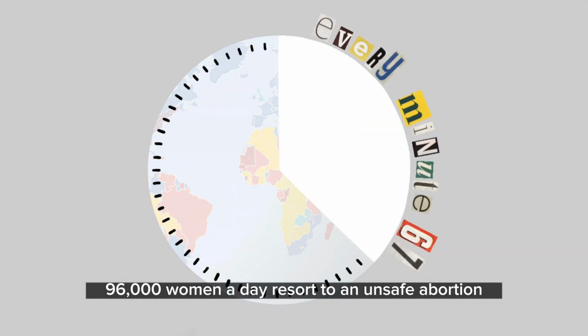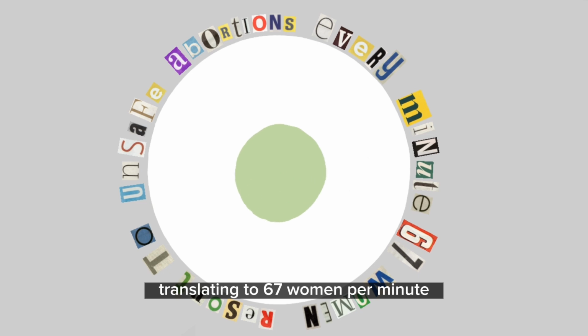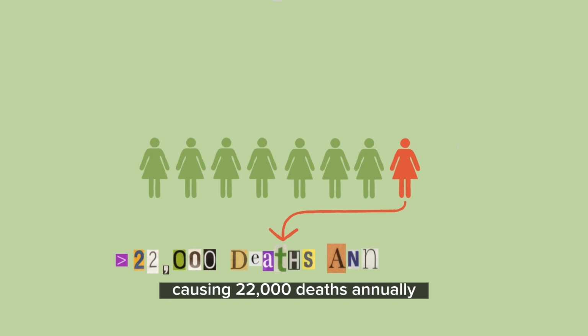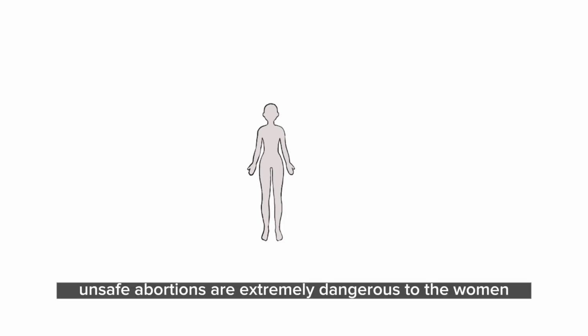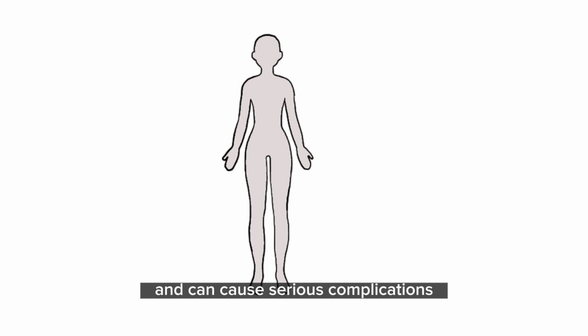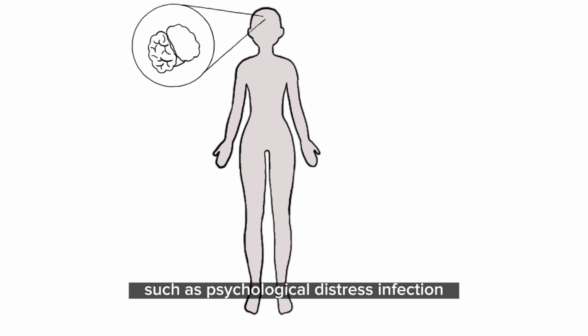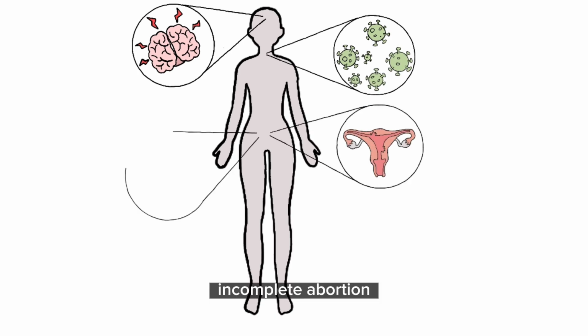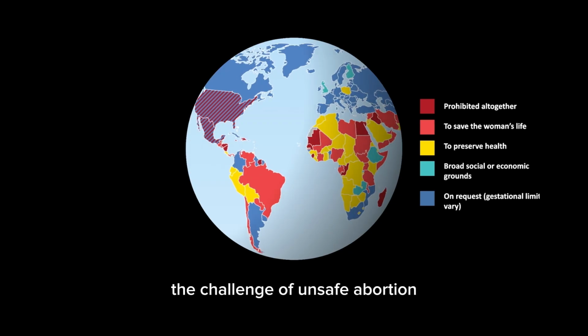96,000 women a day resort to an unsafe abortion, translating to 67 women per minute. This is one unsafe abortion for every 7 live births, causing 22,000 deaths annually. Unsafe abortions are extremely dangerous to the women and can cause serious complications such as psychological distress, infection, permanent damage to the uterus, incomplete abortion and hemorrhaging.